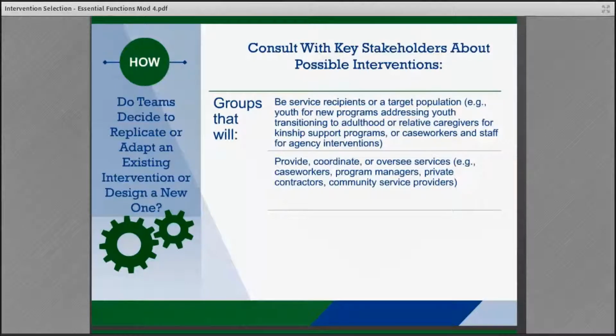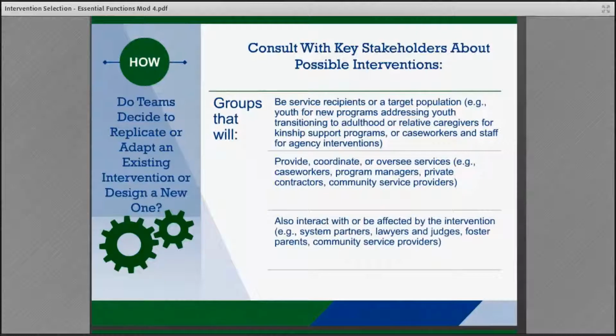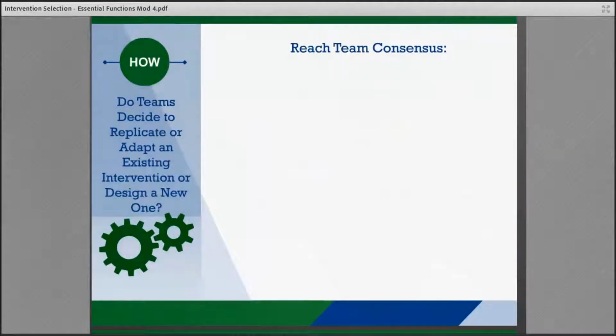Groups who will provide, coordinate, or oversee services, for example, caseworkers, program managers, private contractors, or community service providers. Groups who may also interact with or be affected by the intervention, for example, system partners, lawyers and judges, foster parents, and community service providers. Teams will want to reach a consensus about which direction to take.